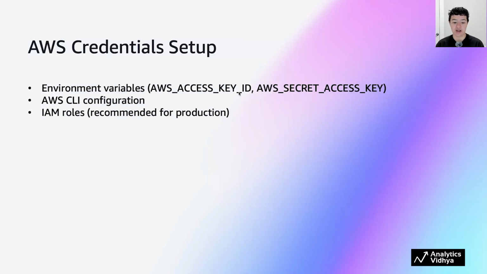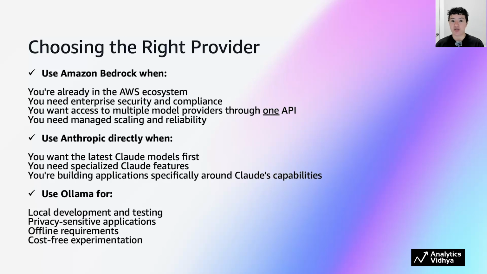Now, you might be thinking, okay, great, I can use all of these different providers, but how do I choose the right one? Here's a practical guide. For Amazon Bedrock, if you're already in the AWS ecosystem, it might make sense to use Amazon Bedrock. If you need enterprise security and compliance, if you want to access multiple model providers through one API rather than managing a bunch of different APIs, and if you need managed scaling and reliability. For Anthropic, you can use them directly if you want perhaps the latest Claude models first, if you need specialized Claude features, or if you're building applications that are specifically tailored for Claude's capabilities.